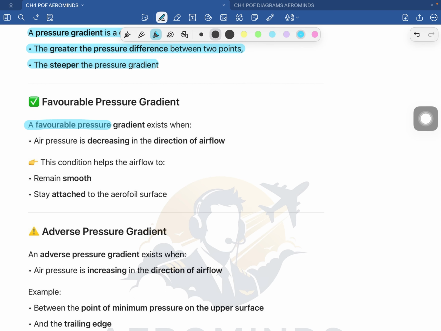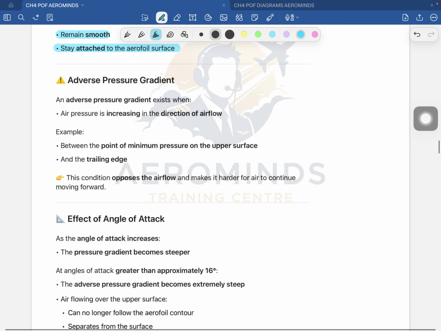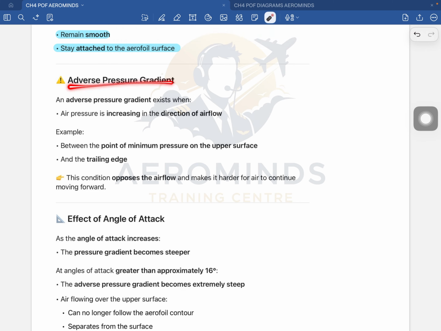So a favorable pressure gradient exists when air pressure is decreasing in the direction of the airflow. This condition helps the airflow to remain smooth and also to remain attached to the aerofoil surface. Now we come to the opposite case, which is called the adverse pressure gradient. An adverse pressure gradient exists when air pressure is increasing in the direction of the airflow.